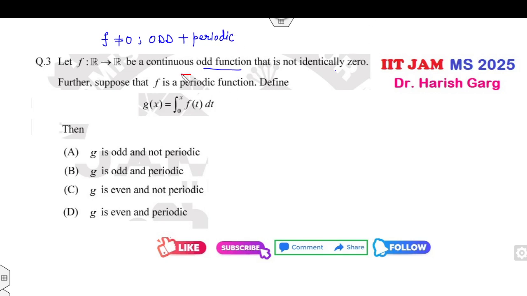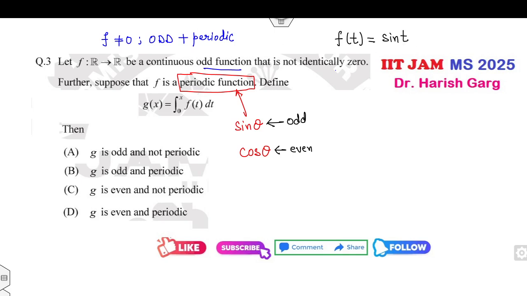Which things come to your mind whenever you are looking at a periodic function? This is always sine theta and cos theta. Out of these two functions, which one is odd? So sine is an odd function, cos is an even function. So that means I can choose f of t is sine of t. Fine. Now it satisfies all these properties. It's odd, it's periodic as well.